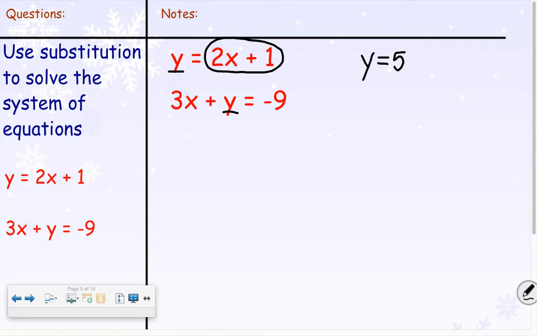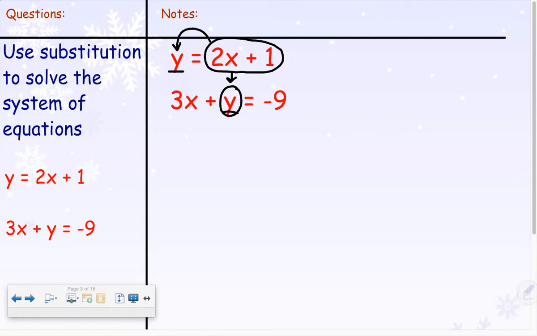Now let's say hypothetically, let's say y equals 5. Where would you put 5 into the bottom equation? Well, you take 5 and replace y with it. So it'd be 3x plus 5 equals negative 9. Now instead of 5, we have y equaling 2x plus 1. So that is what we're going to plug in for y.